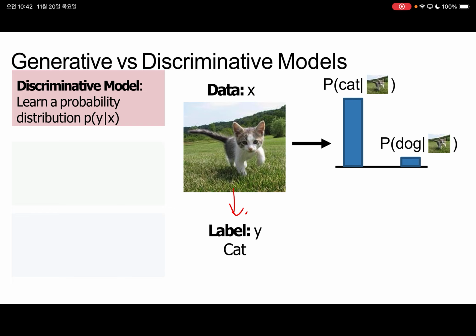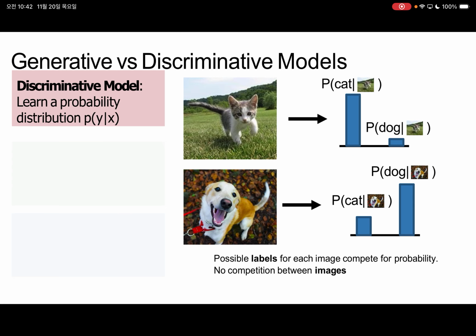This is a conditional probability. Given an input image, what is the probability that this image belongs to the cat class? Given this input image, what is the probability that this image belongs to the dog class? Obviously, this picture belongs to the cat class, so the probabilities might be 0.9 and 0.1, maybe. This is the discriminative approach. Or we can pass another image, just a dog image, and then maybe this dog image has 0.8, 0.2.